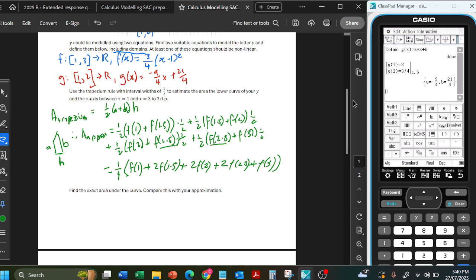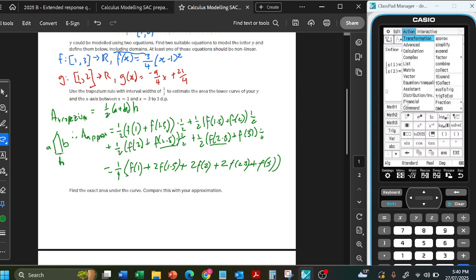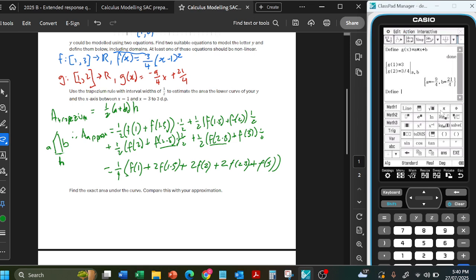So going back over to the calculator, what do we have to do here? Well, first up, we need to define what f is. So I'm going to go action, commands, define. We're going to define f(x) is equal to what we defined before, which was the one written in blue there, which is 3 over 4 times (x minus 1) squared, defining that there.